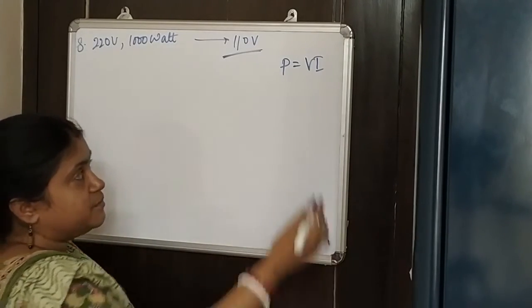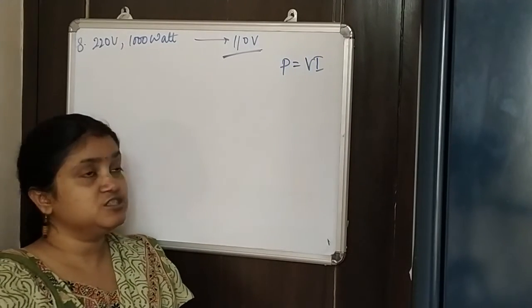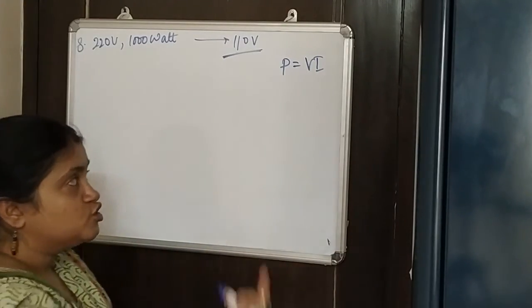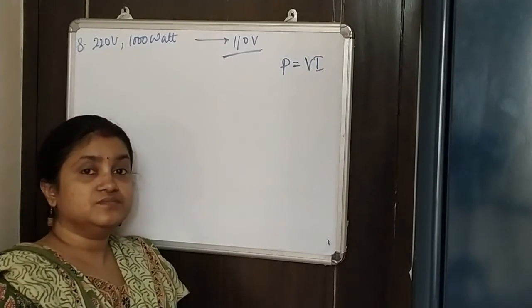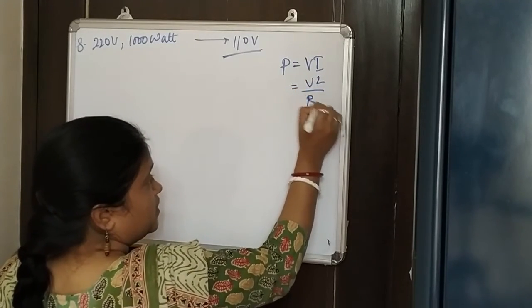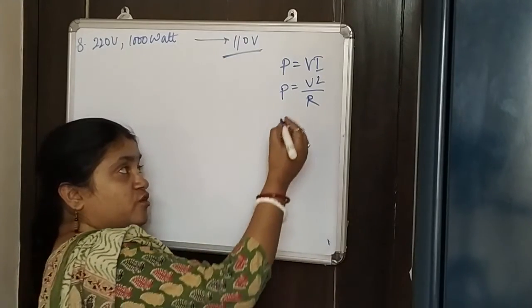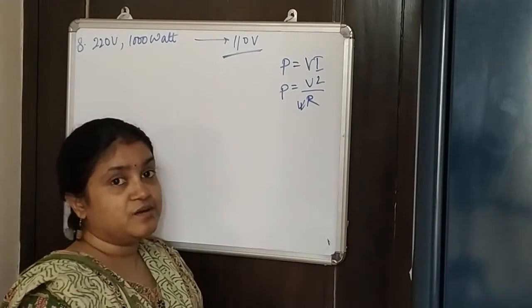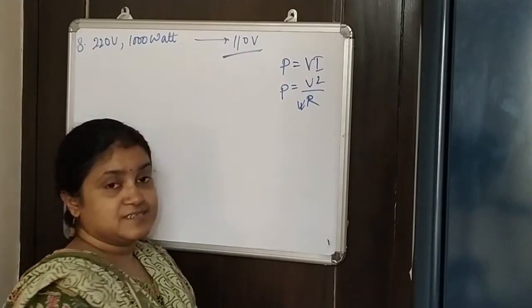So as we know, the power equation P is given by V into I, that is voltage into current. Now we see that in this information we don't have any current given. So we have to convert the current in terms of resistance. So we can write it as V square by R. So P is V square by R for a particular bulb. So from here we would know the resistance of the bulb. Now this is a fixed resistance. A bulb would not have a different resistance. This would be a fixed resistance.